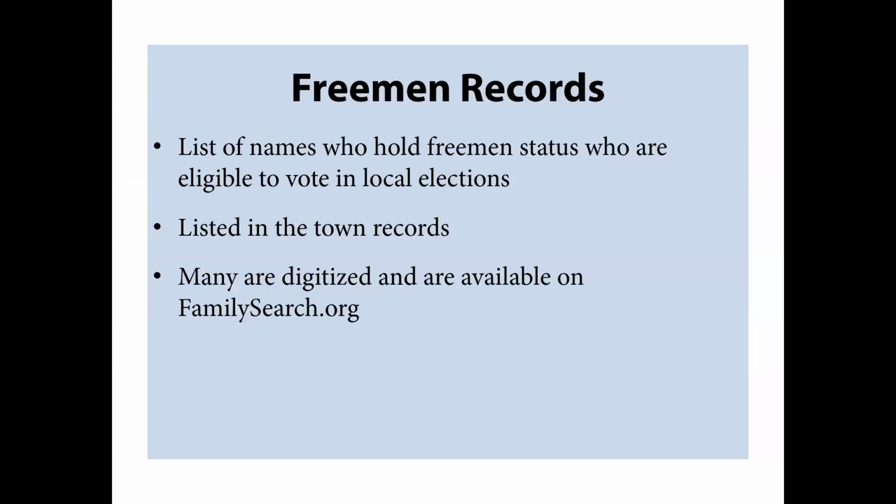So going back to the very beginning, we talked about these freeman records. This is where you'll often find, at the town level, the list of names who hold the freeman status. So they took the freeman's oath, they're 21 and older, they have land, and are eligible to vote in those elections. These are usually found as lists in the town records when they've identified the different freemen that were noted at a particular time, especially before different elections that were going to take place. A lot of these town records actually have been digitized, and you could find them on sites like FamilySearch.org.